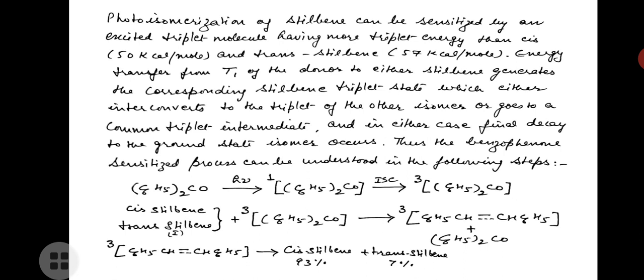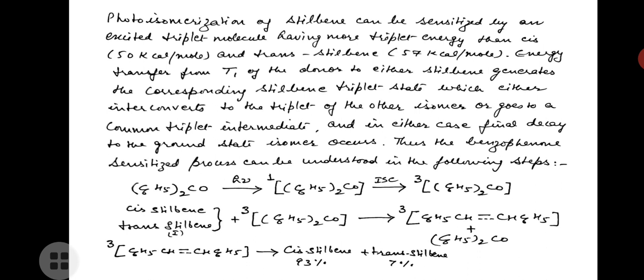Now let us see the cis-trans isomerization by the use of photosensitizer. Benzophenone is a photosensitizer. Photoisomerization of stilbene can be sensitized by an excited triplet molecule having more triplet energy than cis and trans stilbene.